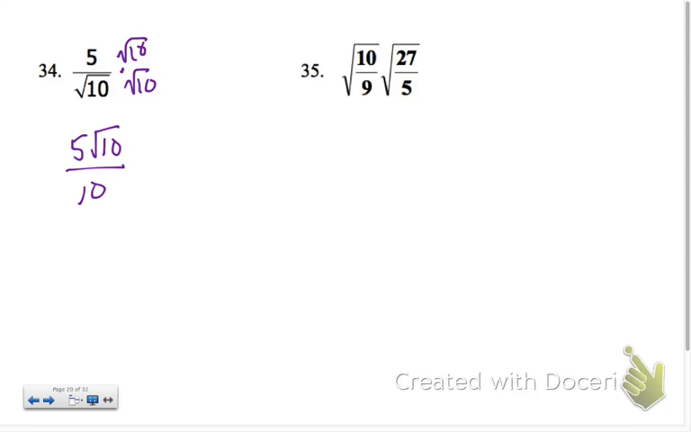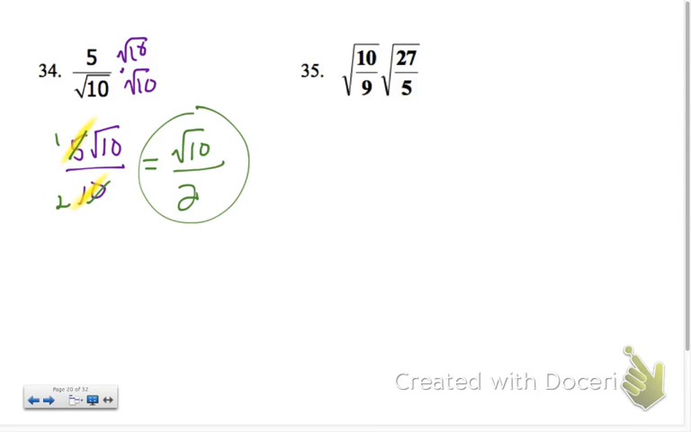Now, I can actually reduce those. So, 5 goes into that once and 5 goes into that twice. So I have 1 root 10, or just plain old square root 10, over 2. There's the answer for that one.